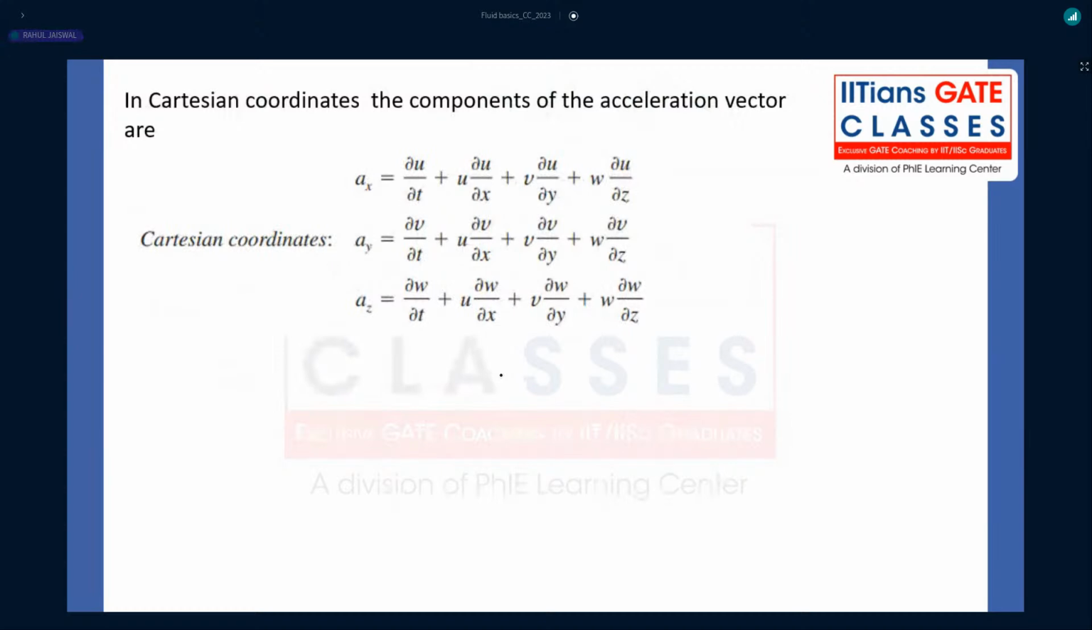Now, in a Cartesian coordinate system, the component of acceleration can be written as ax, that is dou u by dou t, plus u into dou. How are we getting this one? Again, a good question. Now let me just prove this one.